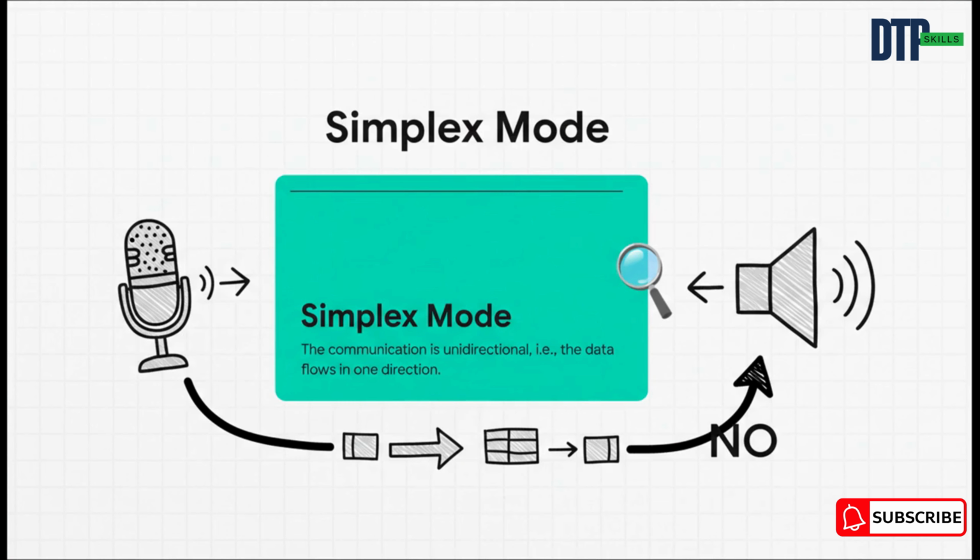All right, first up we have something called Simplex Mode. The easiest way to think about this is as a one-way street. In Simplex Mode, a device can either send information or it can receive information. It can never ever do both. The data just flows in one direction, period.